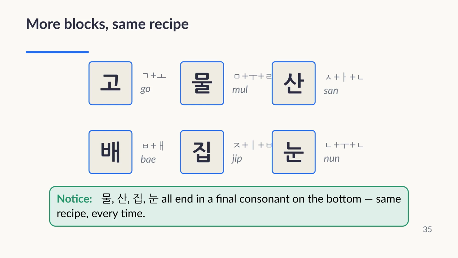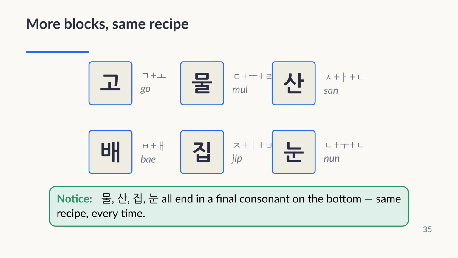Here are 6 more blocks built with the very same recipe, so you can see the pattern repeat. On the top row, G plus the flat vowel O stacks into go, meaning nose in some contexts, but here just a sound. M plus U plus the final L gives mul, which actually means water, a useful word. S plus a plus final N gives san, which means mountain.